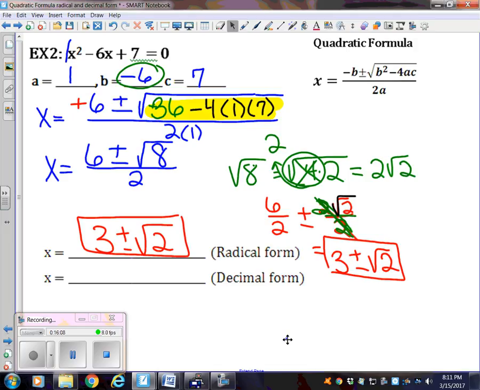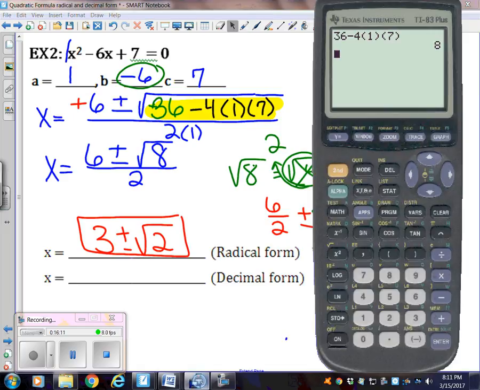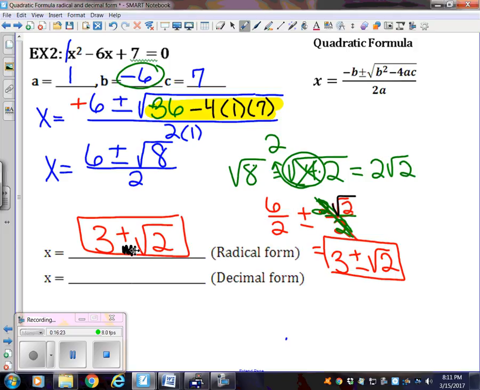Now, how do I get the decimal form? All right, here's the easy part. Calculators. We're going to type this in and change it to a decimal. And there's going to be 2 decimals. Okay, 3 plus. What I want you to do first of all is imagine hiding the negative. Not looking at the negative, let's just do the plus. So let's do the plus part.